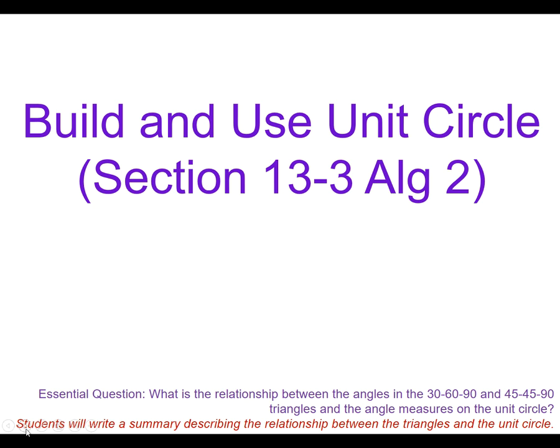Okay. So what we're going to eventually do is look at the relationship that the 30, 60, 90 triangles have on the angle measures in the unit circle. Because there is a direct correlation.